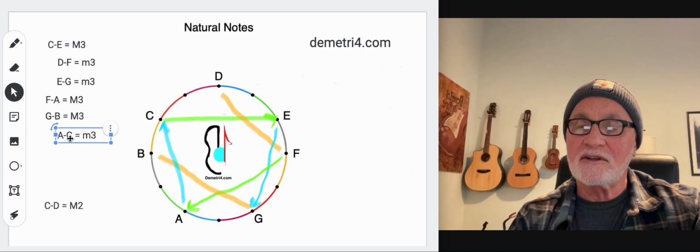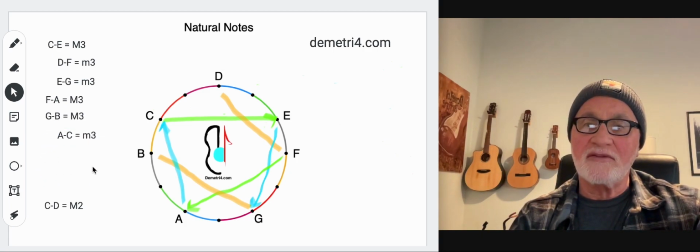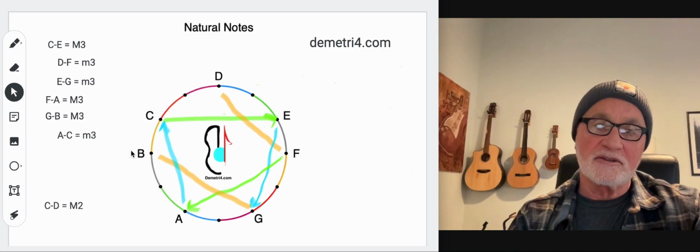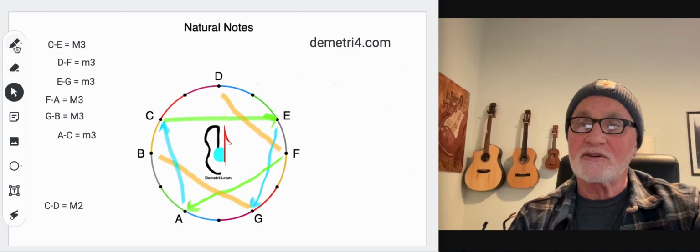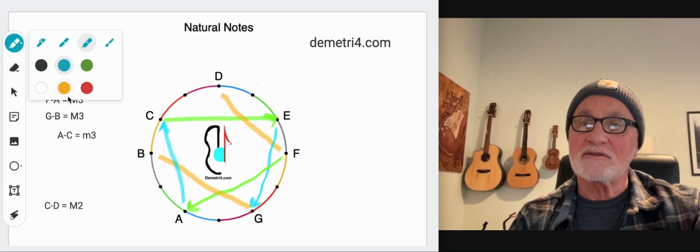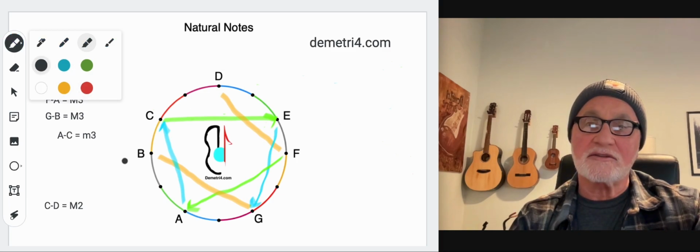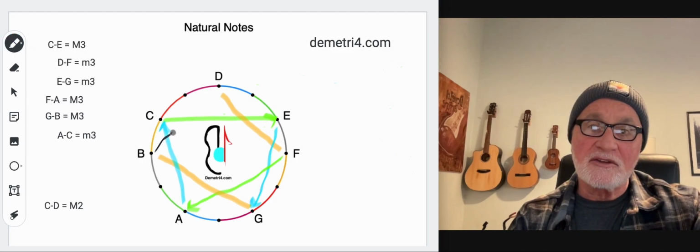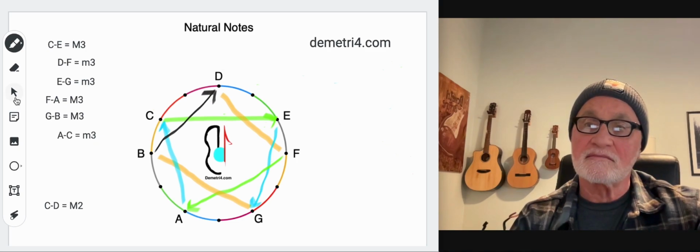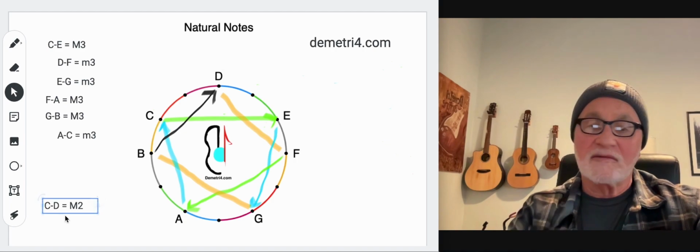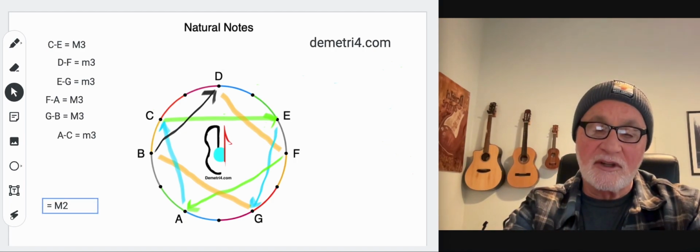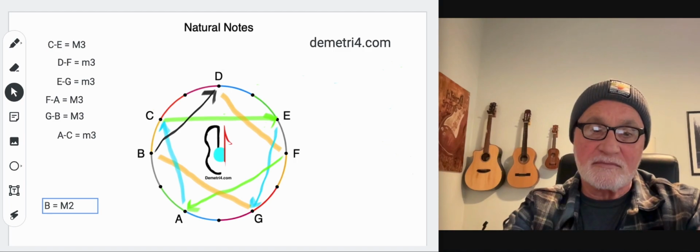Okay. Then we have one left. We did green, blue. I guess we're gonna need a different color for this one. Not much care for red, but let's use black. Okay, B to D. One, two, three. That's correct. Minor third. Whole step and a half step.